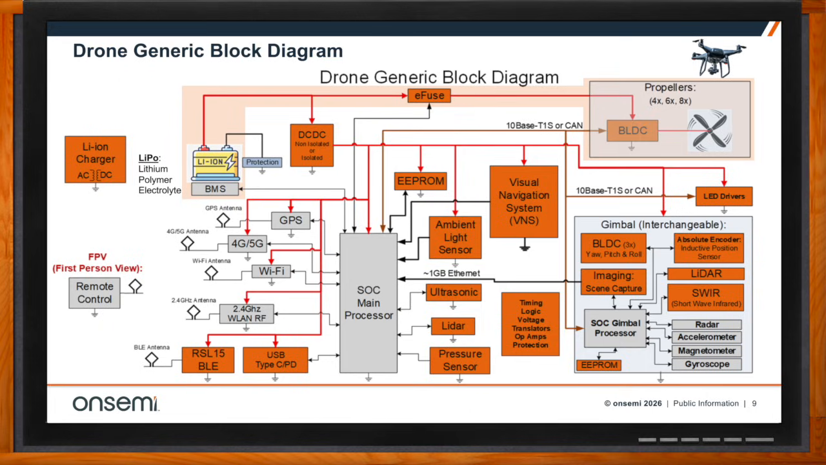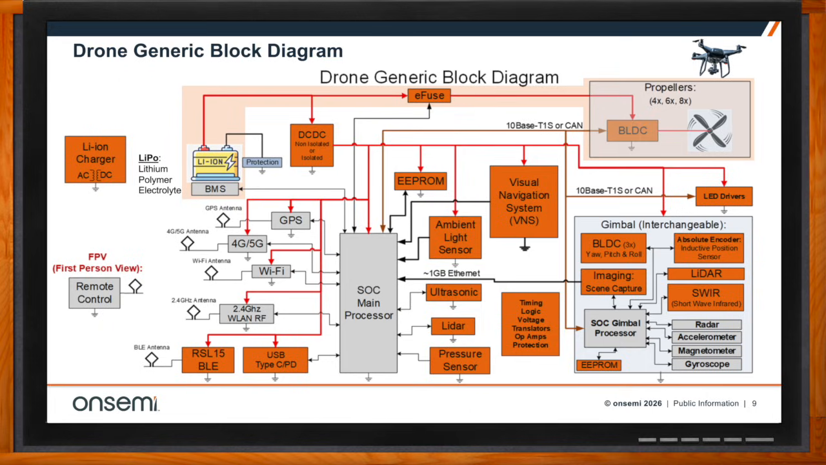And you need a very efficient DC to DC to create the power tree to be able to power the EEPROM memory, ambient light sensor, ultrasonic LiDAR, pressure sensor, visual navigation systems, the gimbal circuitry. There could be LiDAR in there, or SWIR, which is an acronym for shortwave infrared, LED drivers, the BLDC for the yaw, pitch, and roll inside the gimbal, as well as many of the other circuitry that you see here.